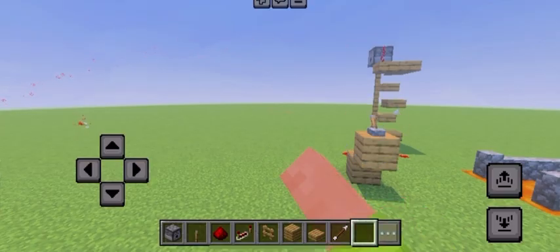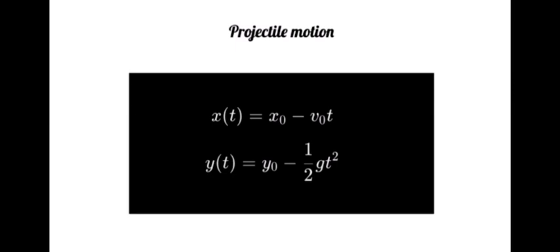So, when a dispenser shoots an arrow to the left, the arrow follows a path that's projectile motion. And it means that the arrow is being pulled down by a constant gravitational acceleration. And using the equations on the screen, we can say that horizontal velocity stays constant. So we use the equation x equals x0 minus v sub 0 t. And the negative sign shows that the arrow is moving to the left in the negative x direction.